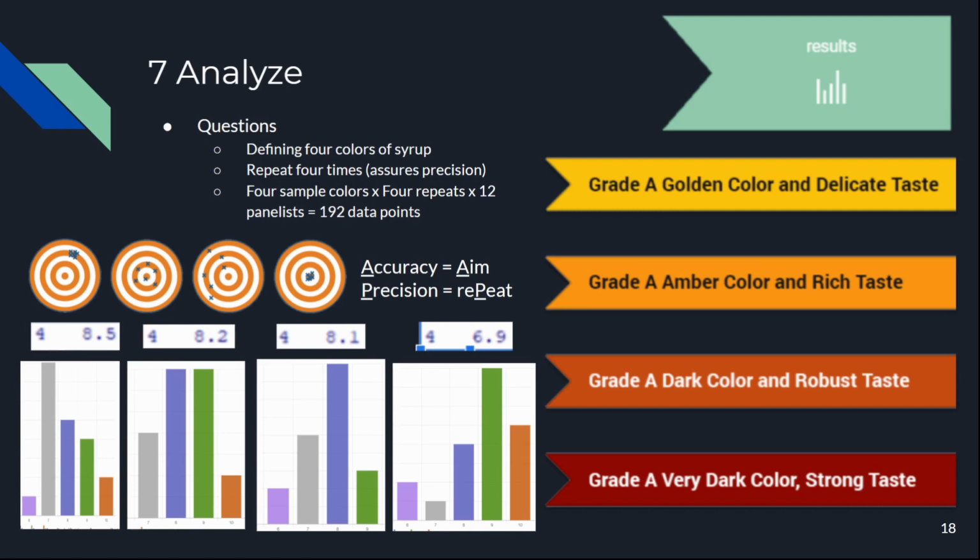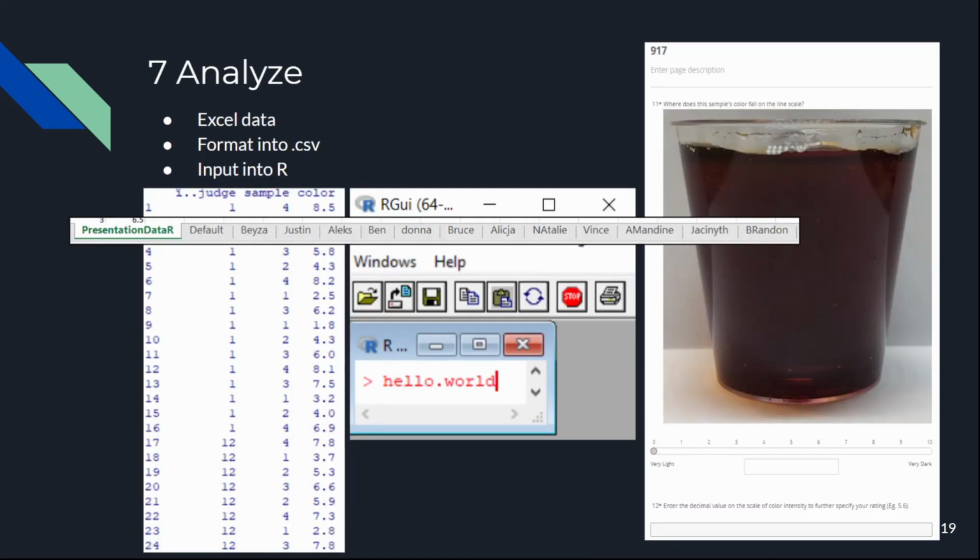4 sample colors multiplied by 4 repeats multiplied by 12 panelists gives us 192 data points, which is quick, cheap data. Now that surveys are done, I placed them into an Excel sheet. I saved it as a CSV file and then placed it into R. Here's an example question of the survey with the 3-digit codes changing for each product, the sample picture, the line scale, and the decimal place that they had to type in because I couldn't measure it myself.